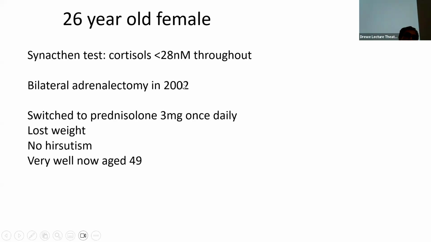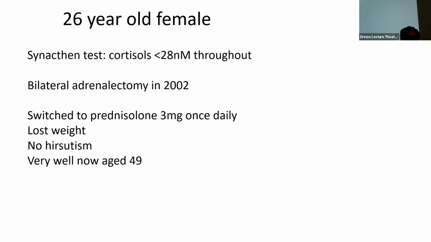So in 2002, she had her adrenals removed. Now I was a bit worried because I thought maybe there's something useful. So we did a synacthen test, a long synacthen test we used to do in those days. And her cortisol was 0 throughout. So her adrenals were unable to make any cortisol, and the same with aldosterone. So they were actually not very useful at all. So she did have both adrenals removed in 2002.